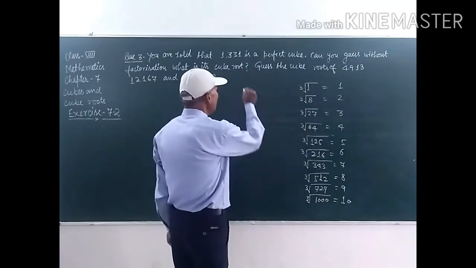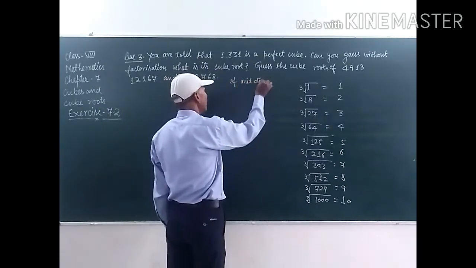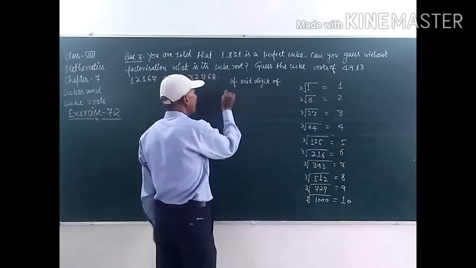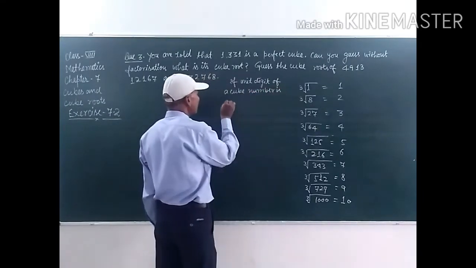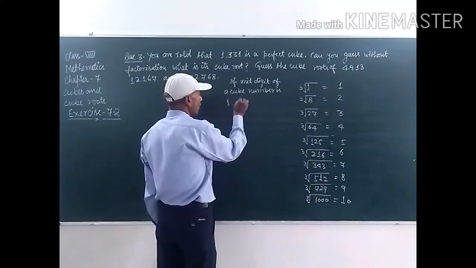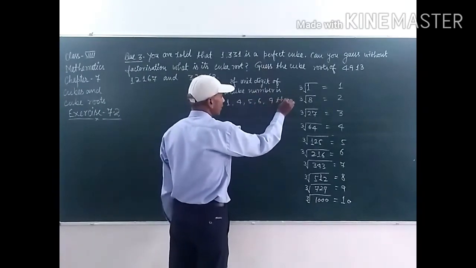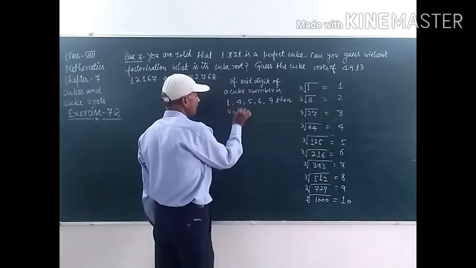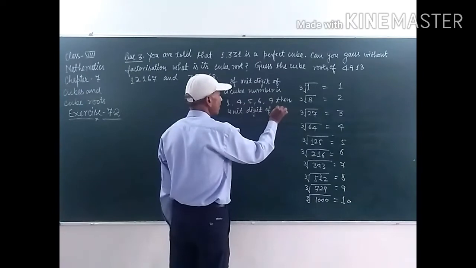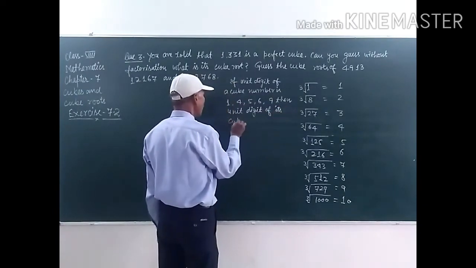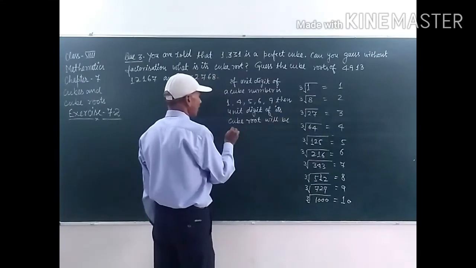So, the conclusion is that if the unit digit of a cube number is 1, 4, 5, 6 or 9, then the unit digit of its cube root will be the same number.